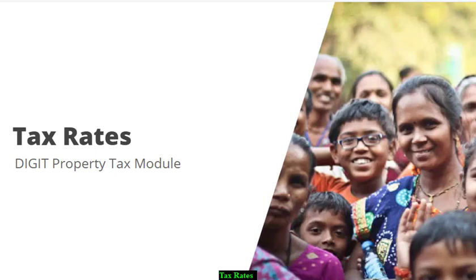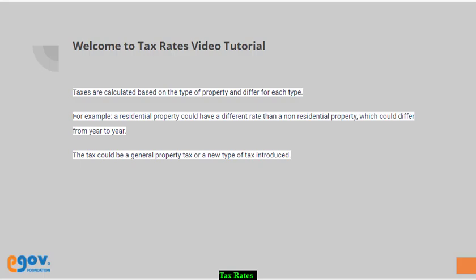This video walks you through the steps involved in configuring the tax rates master data template in the property tax module. Taxes are calculated based on the type of property and differ for each type. For example, a residential property could have a different rate than a non-residential property, which could differ from year to year. The tax could be a general property tax or a new type of tax introduced.